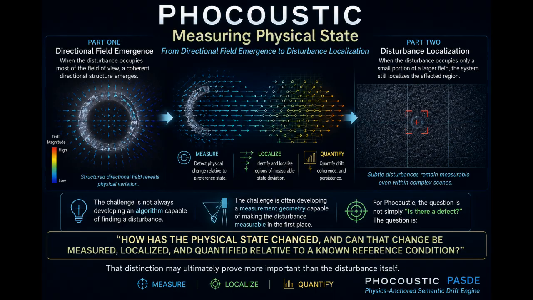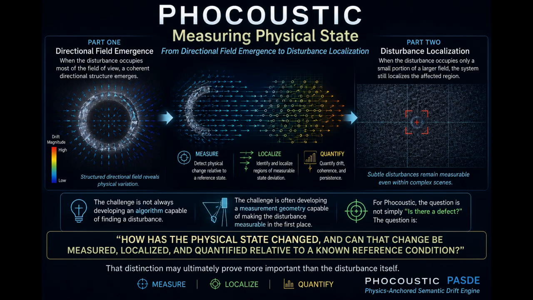Conclusions. Together, these experiments demonstrate two different aspects of the measurement process. The first experiment demonstrates directional field emergence. The second demonstrates disturbance localization within a larger inspection domain. Perhaps most importantly, these results highlight a recurring lesson from the Phocoustic research program.